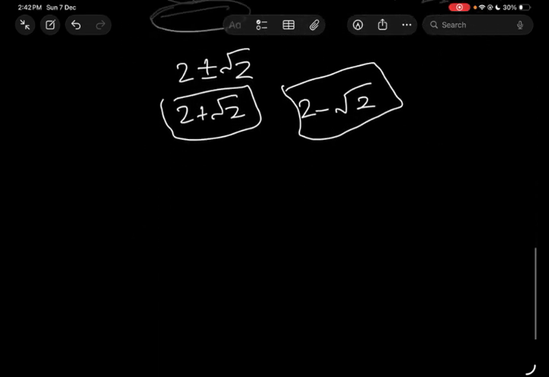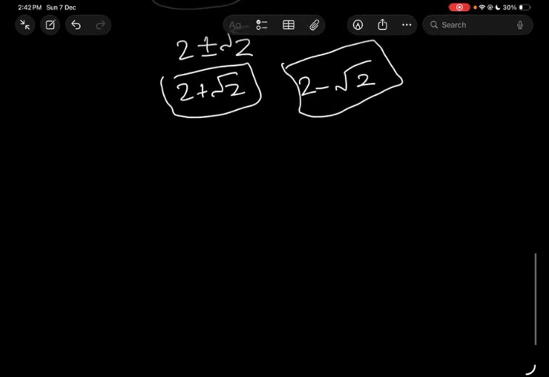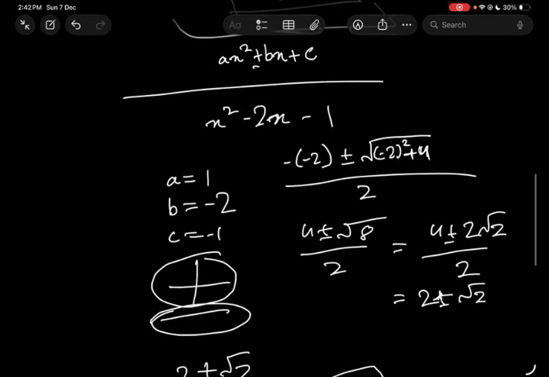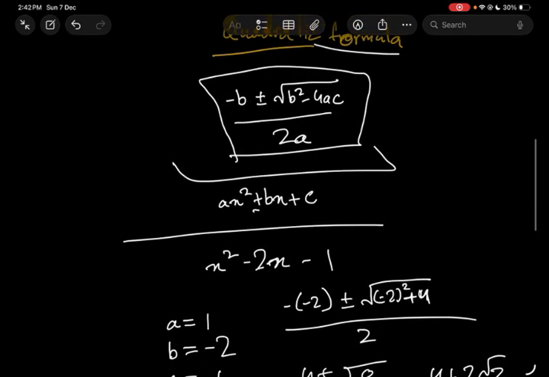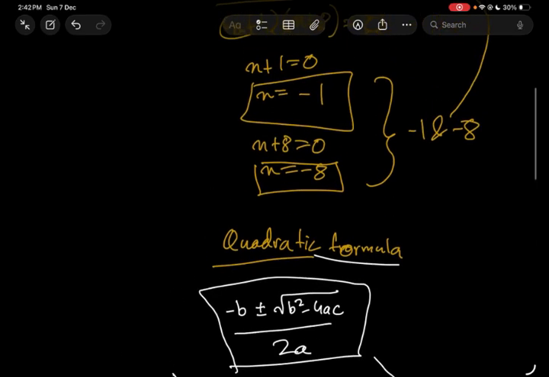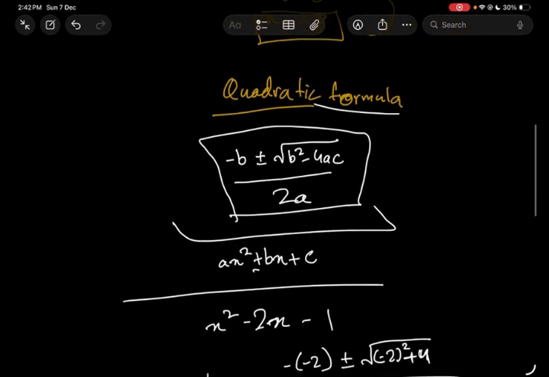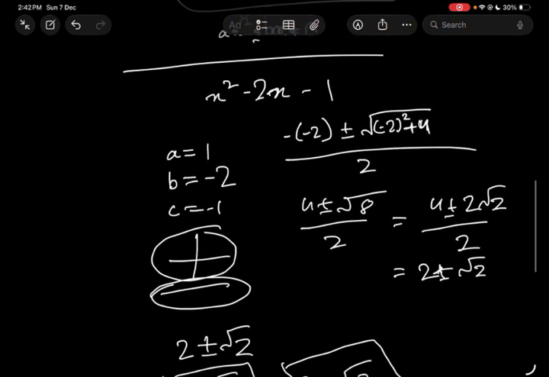And now you can actually easily factorize it. Yes, that is how we find the roots or zeros of any quadratic polynomial, which is factorizable with middle term splitting and which is not factorizable with middle term splitting.